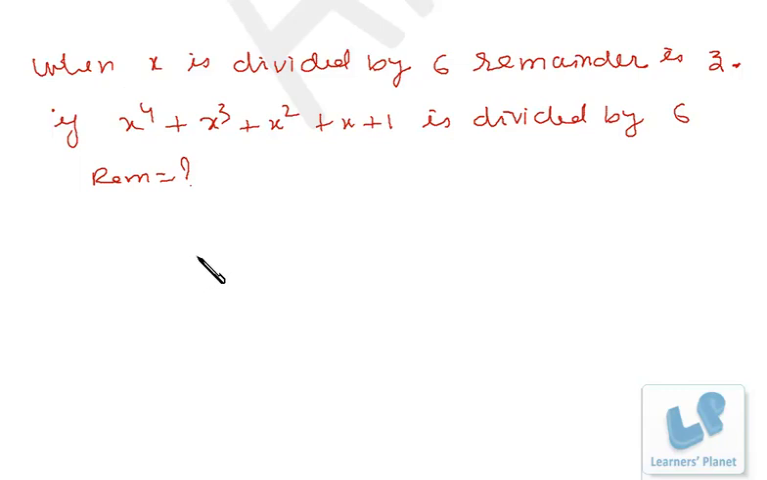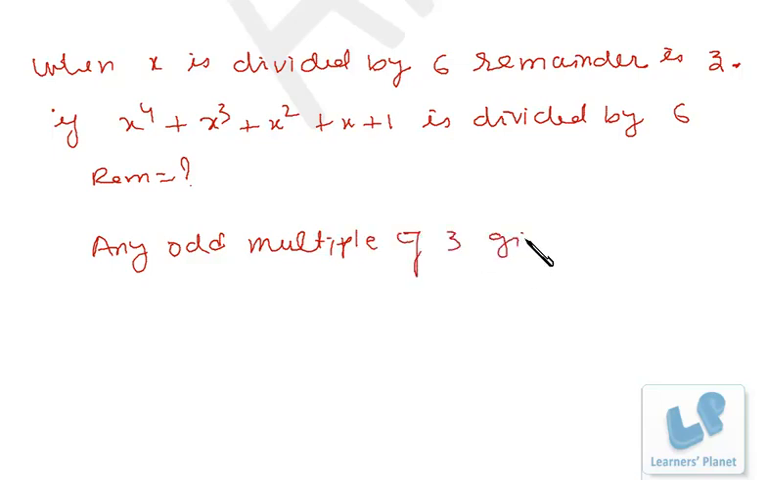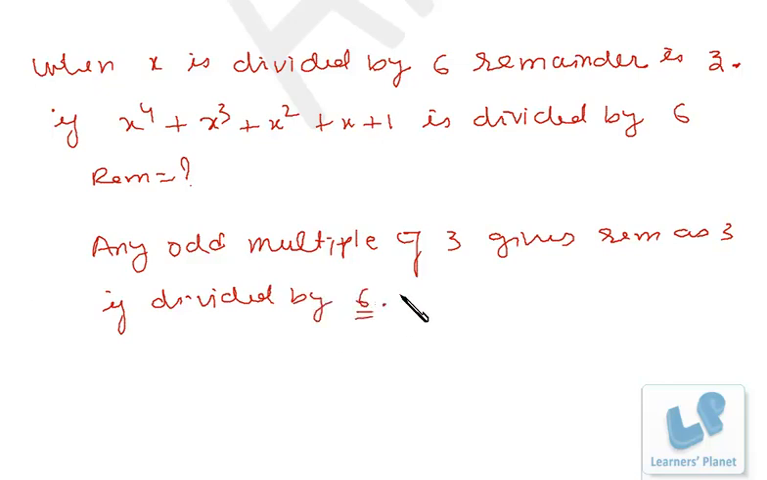In the previous session itself, I have told you that any odd multiple of 3 gives remainder 3 if divided by 6. So if x is divided by 6 and the remainder is 3, that means x is an odd multiple of 3. A multiple of 3, but an odd multiple of 3.